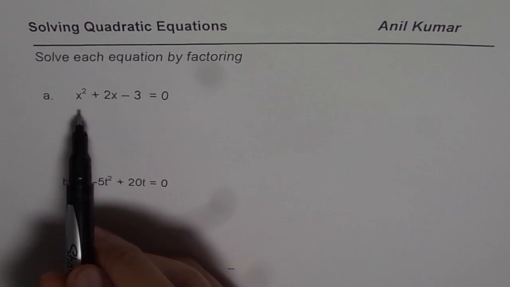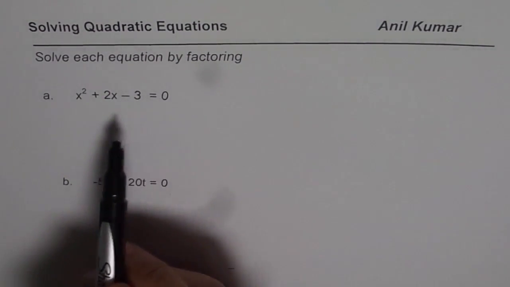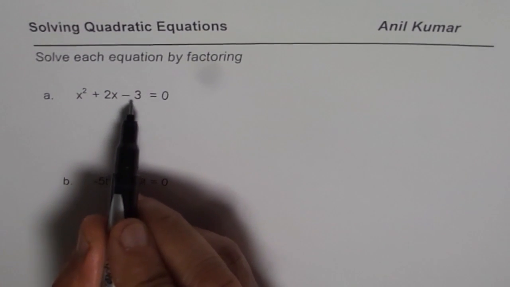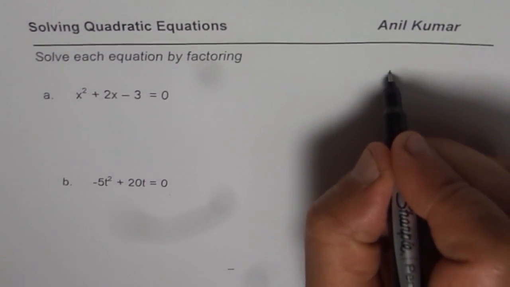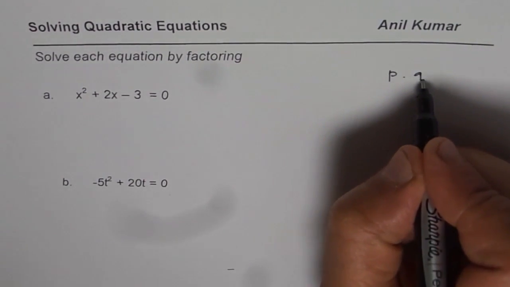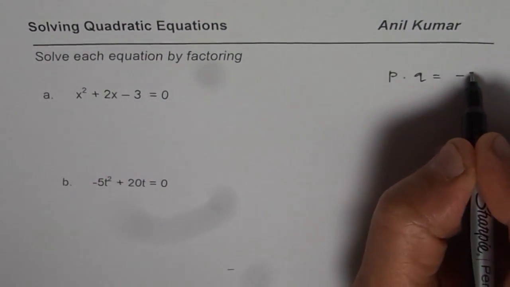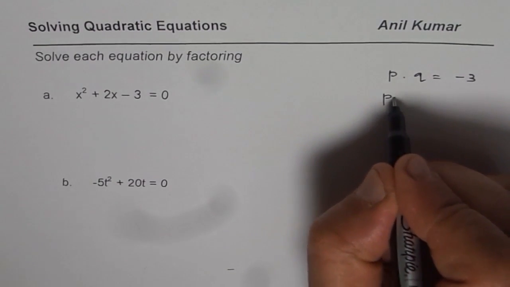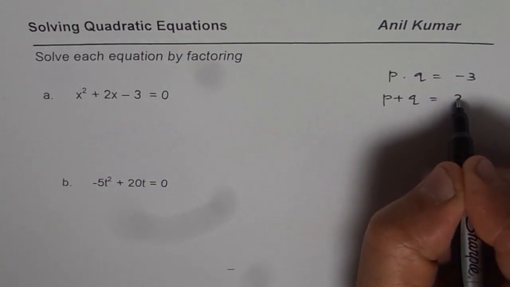Now in the first one, x squared plus 2x minus 3 equals 0, we need to find two numbers whose product should be minus 3. So we are looking for two numbers, let us say p and q, whose product should be minus 3, and when you add them you should get plus 2. So when you add p and q you should get plus 2.